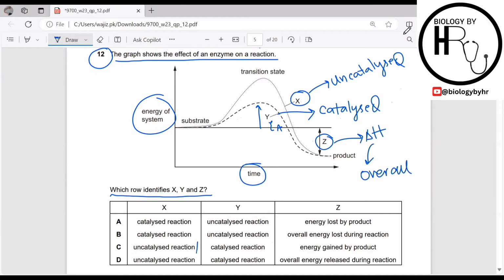So X represents the uncatalyzed reaction, Y is the catalyzed reaction, Z is the overall energy released during the reaction. Hence the answer over here is option D.